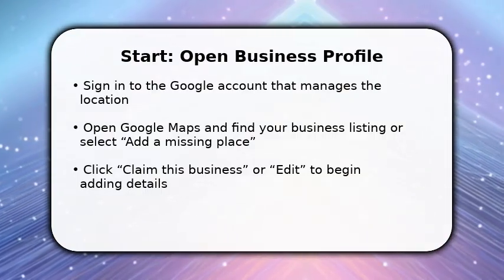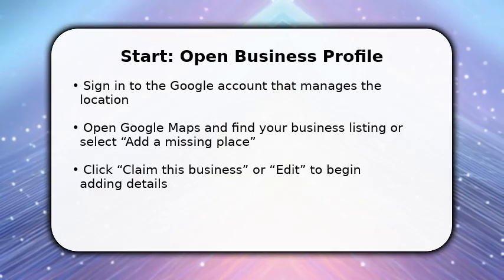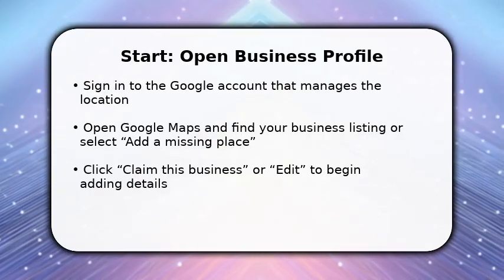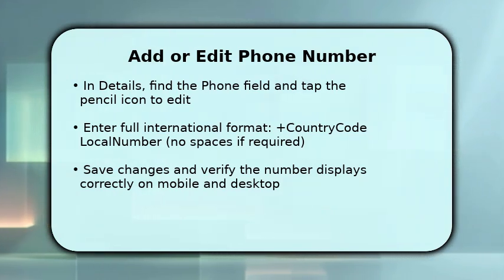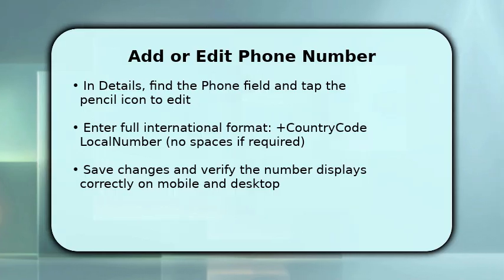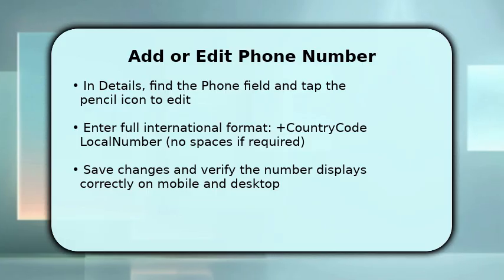From here, you'll be ready to add contact information. That's the specific field we'll fill next. Now you'll add the phone number itself. In the Places Details view, find Phone and choose the pencil to edit. Enter your number in full international format, for example, +1 555-123-4567, because that reduces formatting errors.